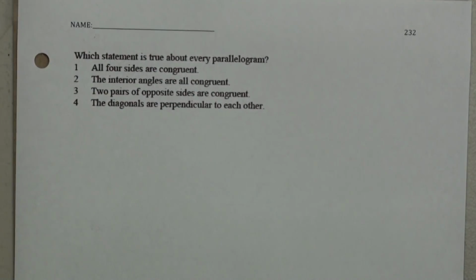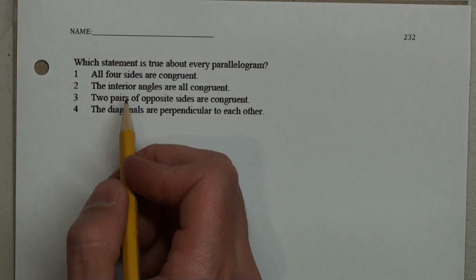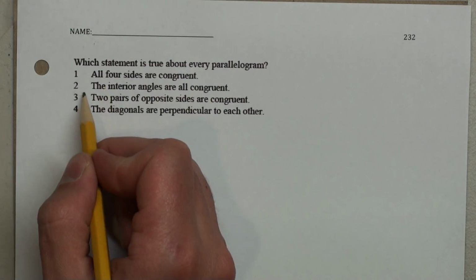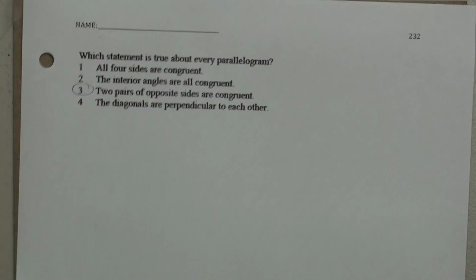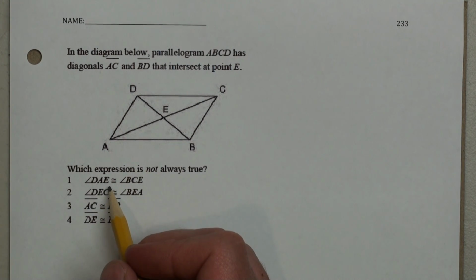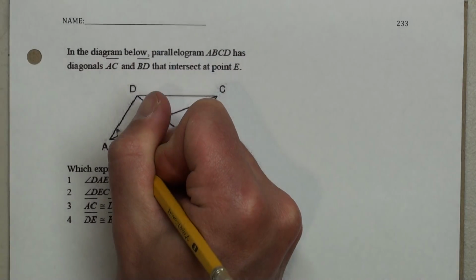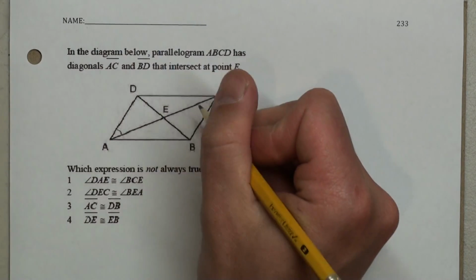Which statement is true about every parallelogram? Two pairs of opposite sides are congruent. In the diagram below, the parallelogram has diagonals intersecting at E. Which expression is not always true? DAE will always be congruent to BCE.